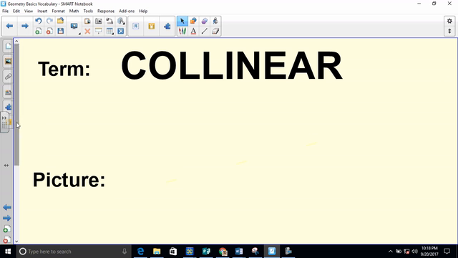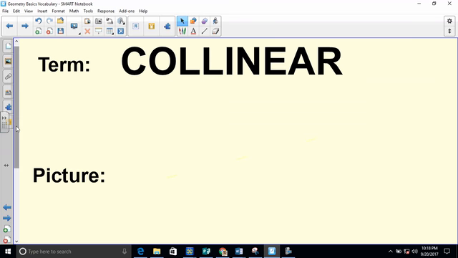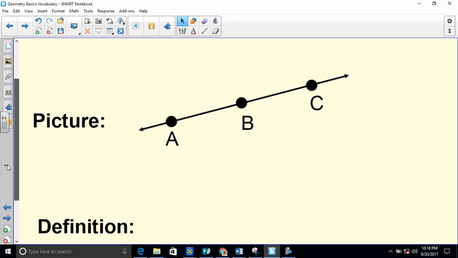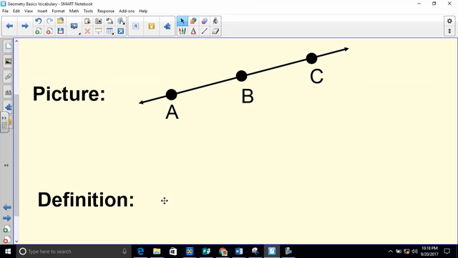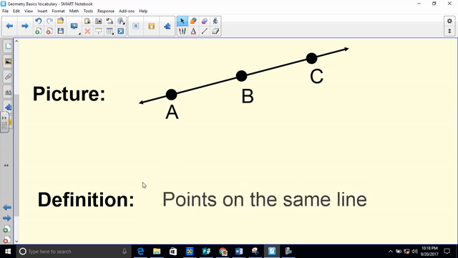Okay, our next term is collinear. So I want you to think like co-worker, somebody that you're with, somebody that you work with. Collinear means points that are on the same line. So it kind of looks like this. So A, B, and C would be collinear. They are points that are on the same line.